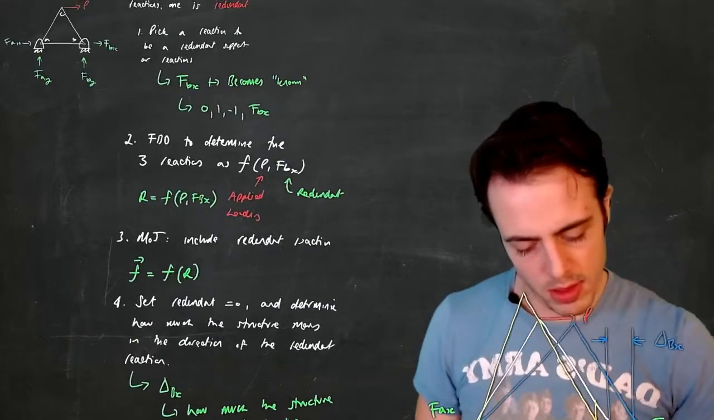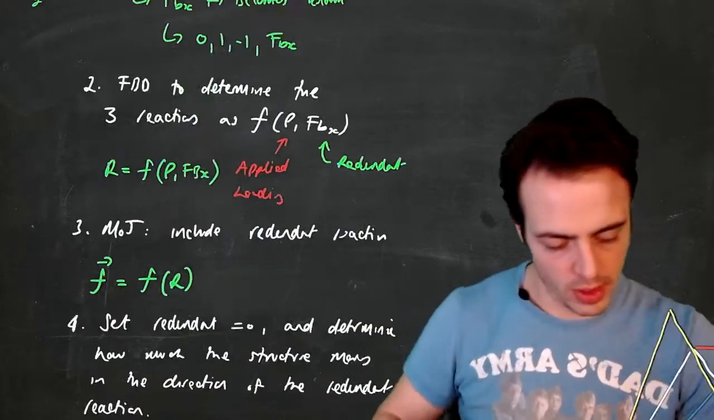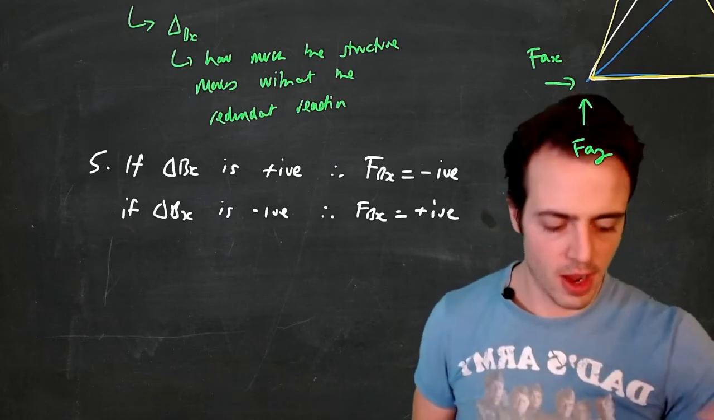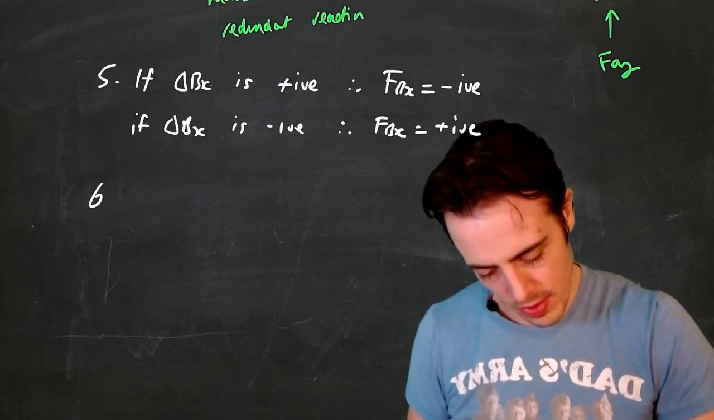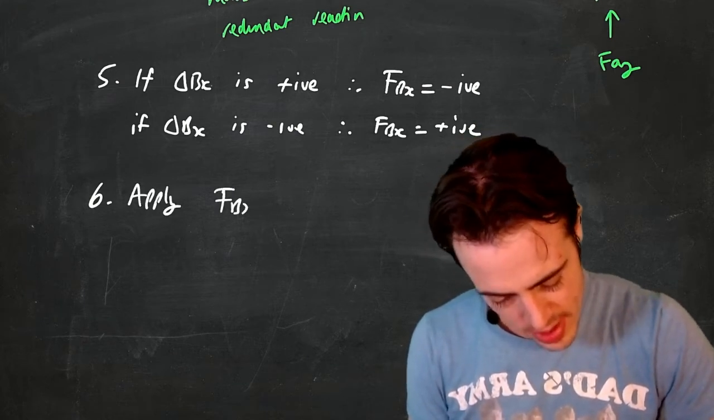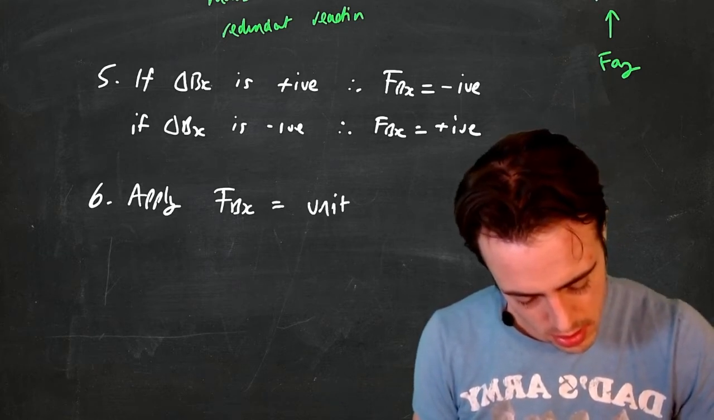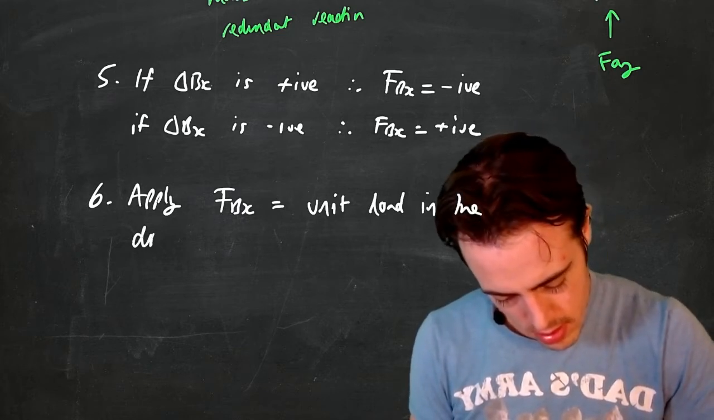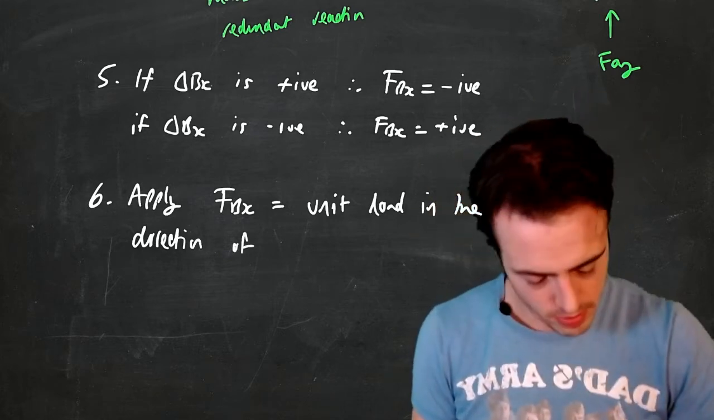So what I said about not applying a -1, we should really apply this as a 1 or a -1 in accordance with this sign convention here. You can apply a 1 and just be careful about signs, but let's just apply a -1 for good sense. So we'll say apply FBX, which is our redundant reaction, equal to a unit load in the direction of its known direction.